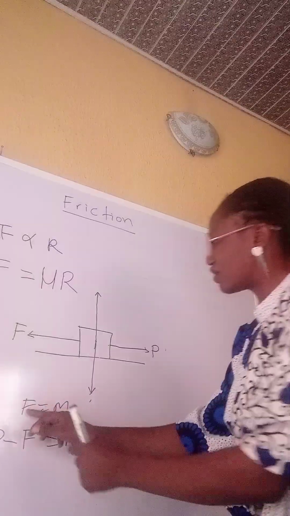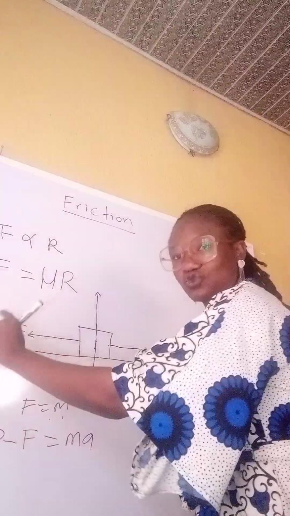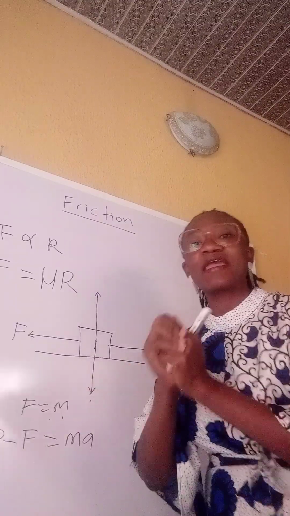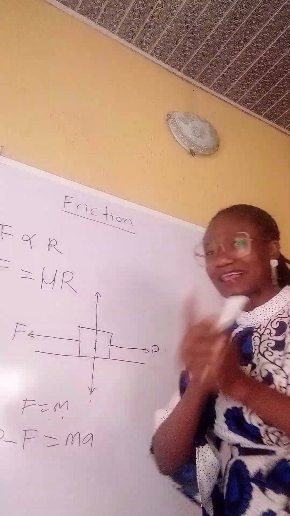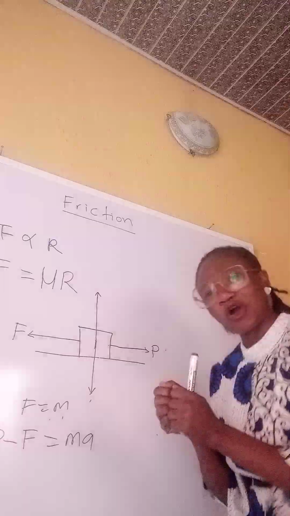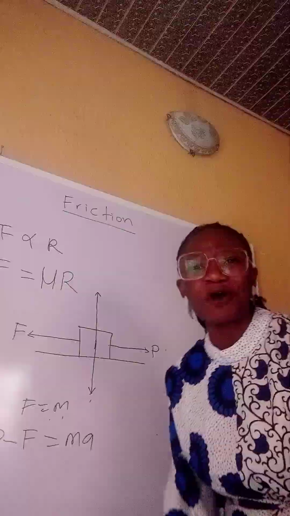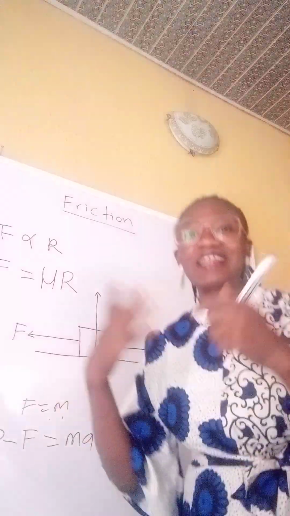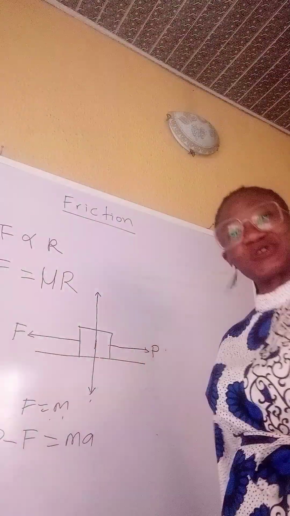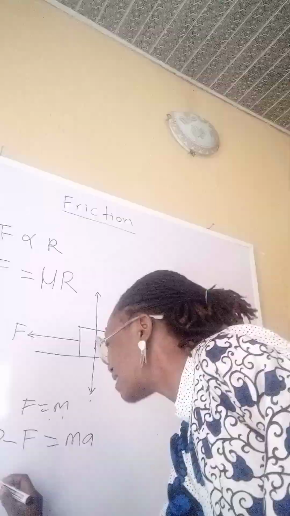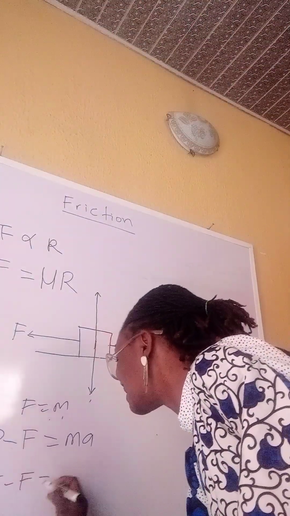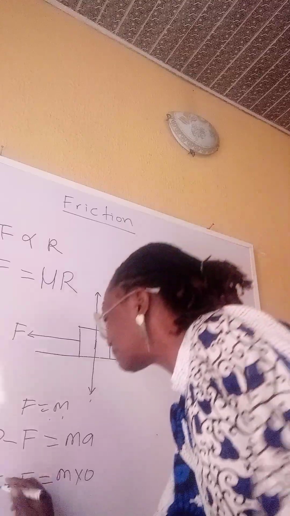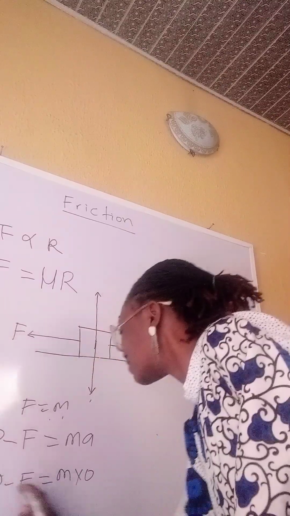And then we have this. So the force is not just one force acting on this, but it's 2. So we have P minus F is equal to MA. Now, like I said before, I'm pulling this box, and this box is not moving. It means there's no acceleration, and if there's no acceleration, it means A is equal to 0. So what does that mean? We have P minus F is equal to M times 0.